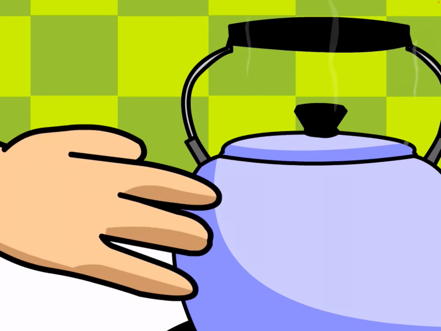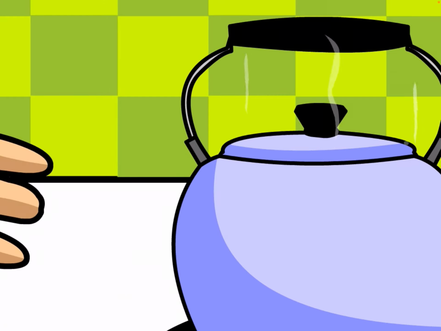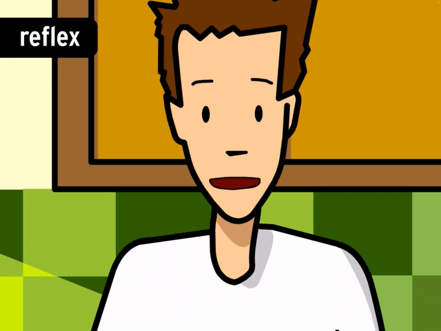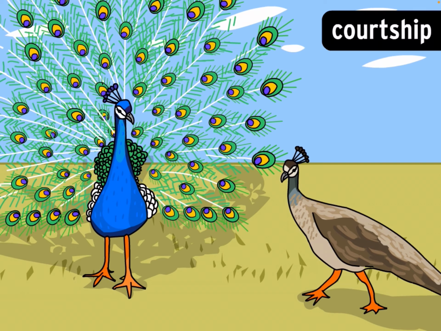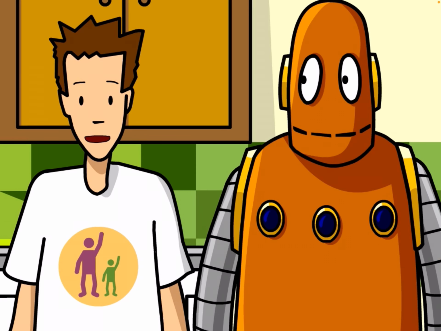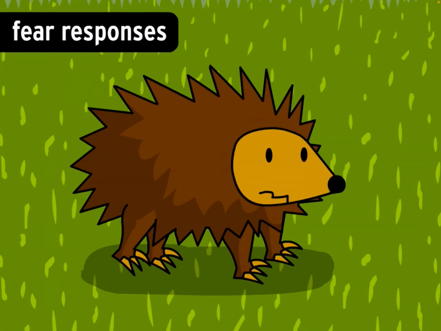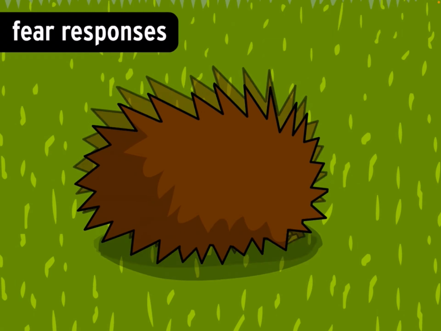Yeah, in some ways, it's like when you jerk your hand back after touching something hot. That's a reflex, a rapid involuntary response to some stimulus. Other instinctive behaviors include things like courtship between males and females. That's sort of like flirting in people, except peacocks don't pass notes to each other in class. Then there are fear responses, when an animal's heart rate increases and its body releases stress hormones in response to something it sees as dangerous.